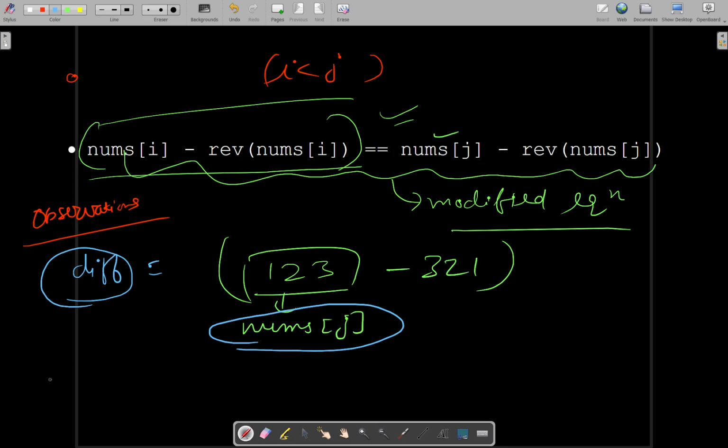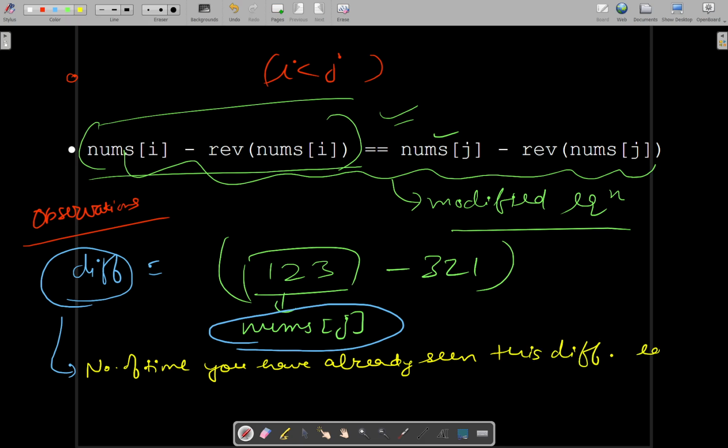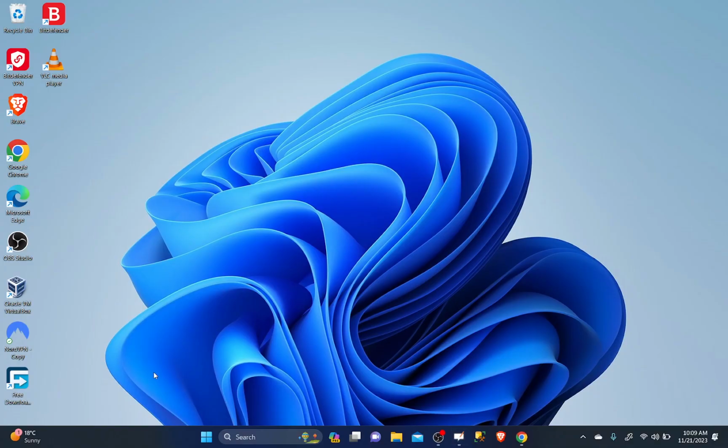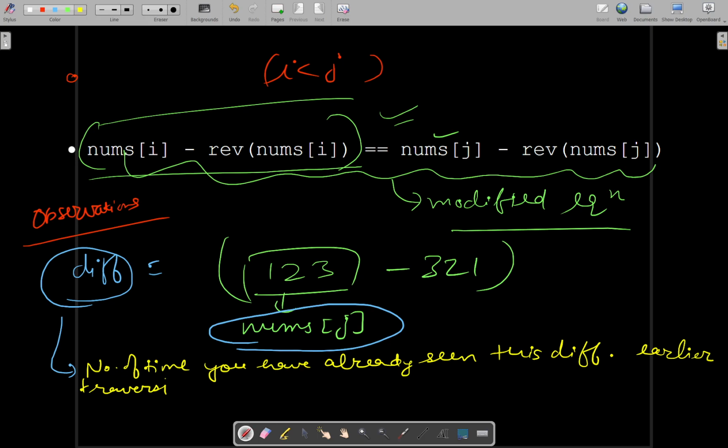Okay, so what I'm saying is the number of times you have already seen this difference earlier, while traversing your given nums array from left to right direction.